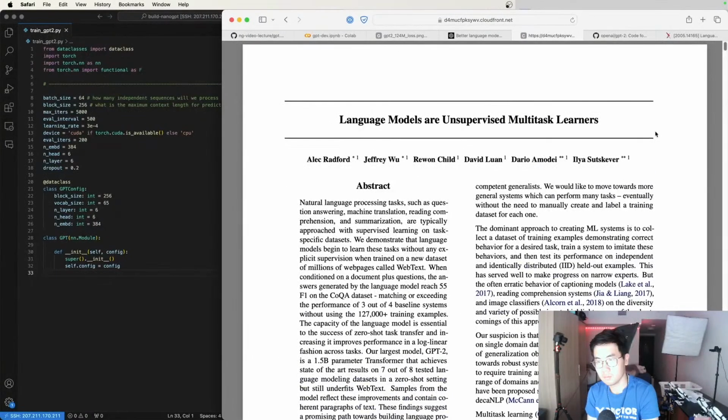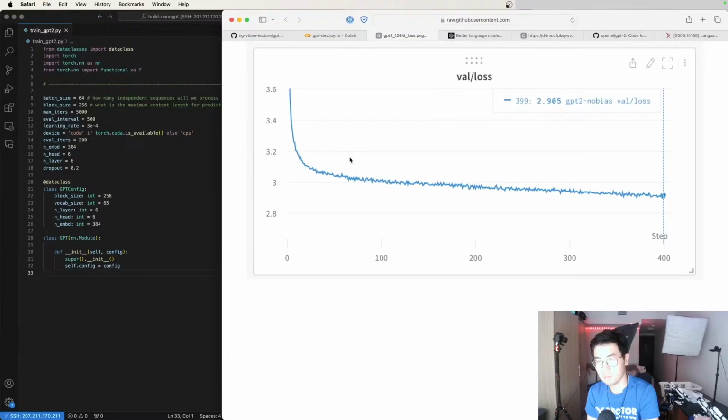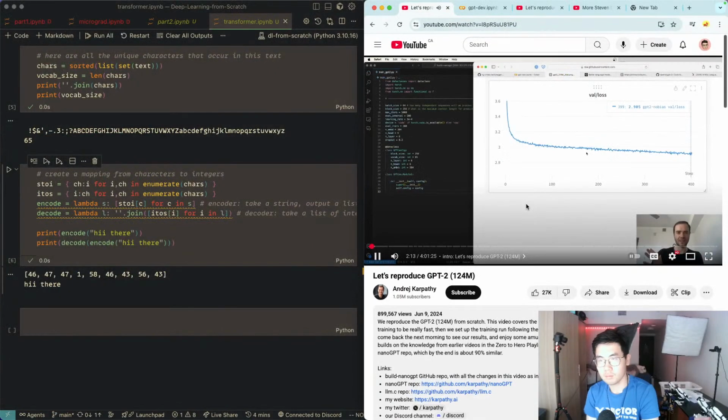Now, if we do everything correctly and everything works out well, by the end of this video we're going to see something like this, where we're looking at the validation loss, which basically measures how good we are at predicting the next token in a sequence on some validation data that the model has not seen.